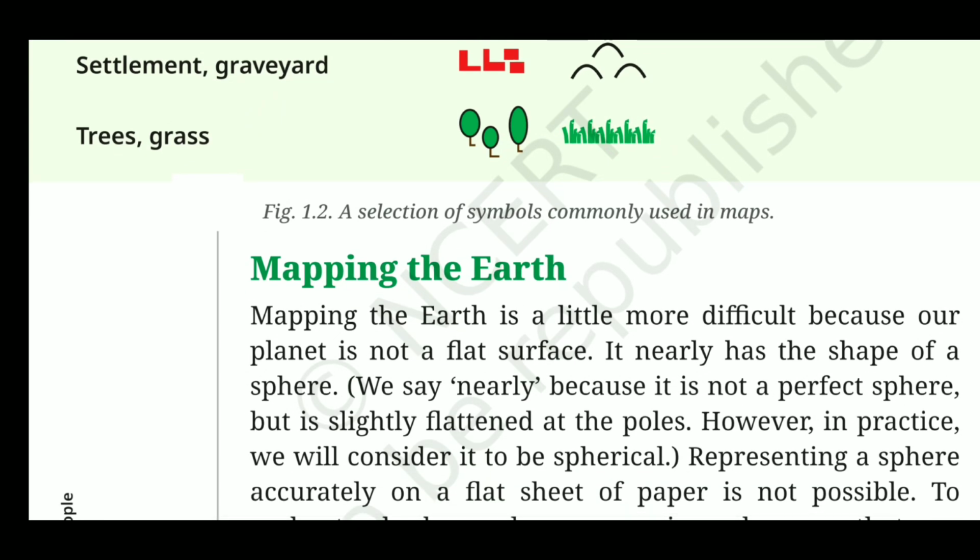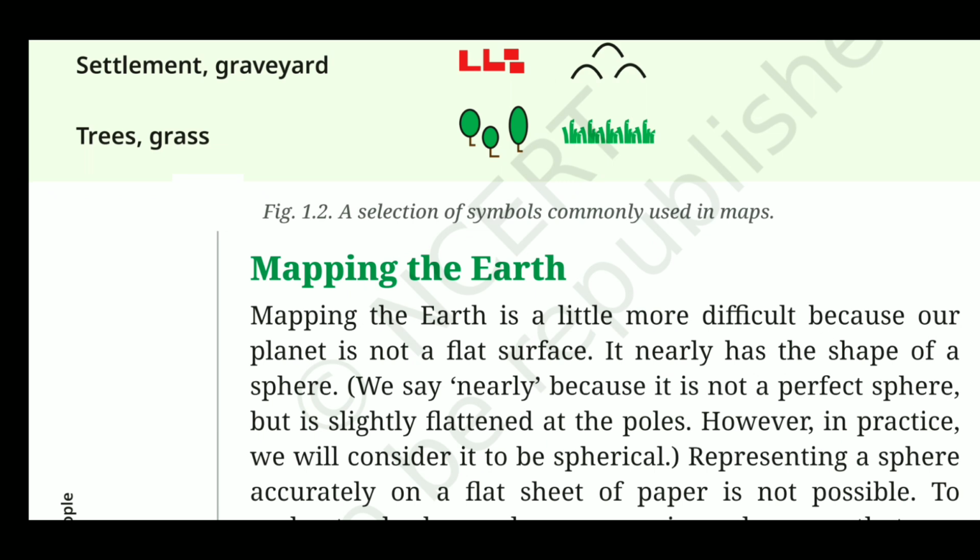Settlements, graveyards. Trees, grasses. Figure 1.2, a selection of symbols commonly used in maps by the Government of India. Mapping the Earth. Mapping the Earth is a little more difficult because our planet is not a flat surface. It merely has the shape of a sphere. We say nearly because it is not a perfect sphere, but is slightly flattened at the poles. However, in practice, we will consider it to be spherical.